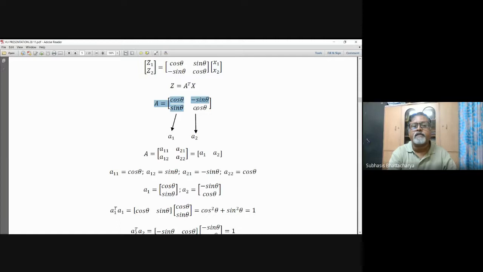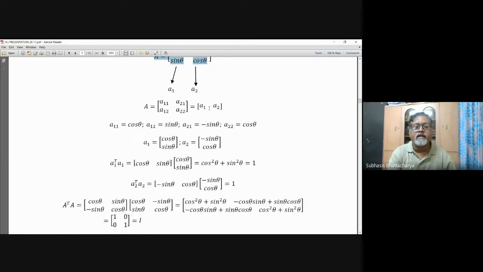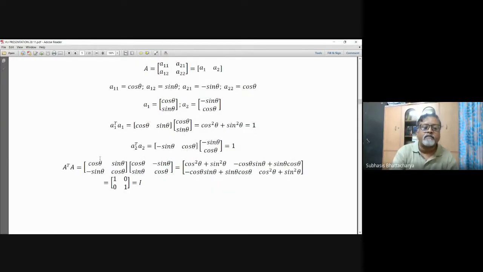So if I multiply these two, whatever the result becomes, by the multiplication rule, it is row into column, and again row into column. This way, first row, first column, then second row, first column. Since it is a 2 by 2, the multiplication result gives us a 2 by 2, and the result is cos square theta plus sin square theta, which is 1. And the off-diagonal terms are minus cos theta sin theta and sin theta cos theta, which cancel to 0. So it becomes an identity matrix.